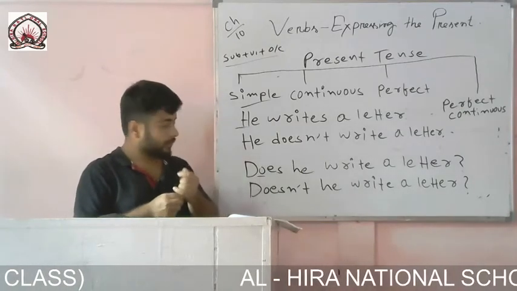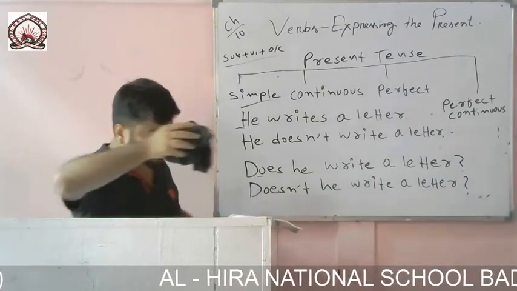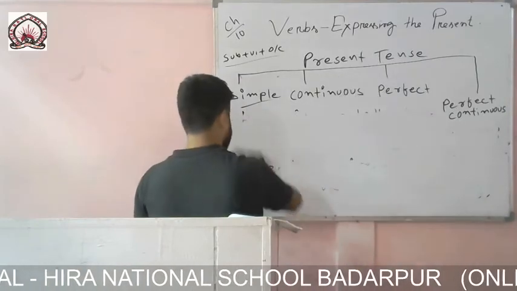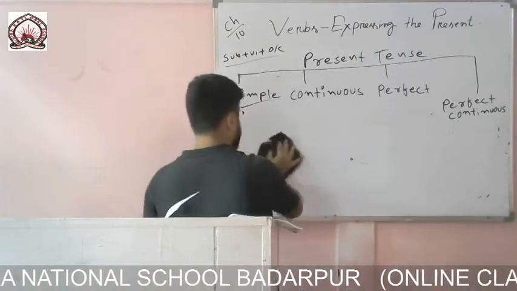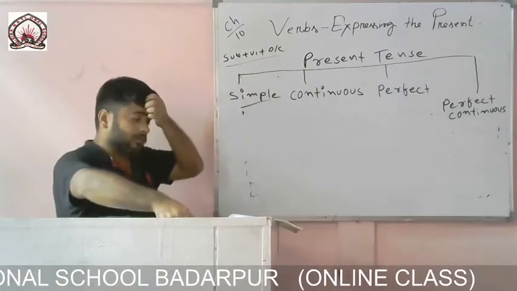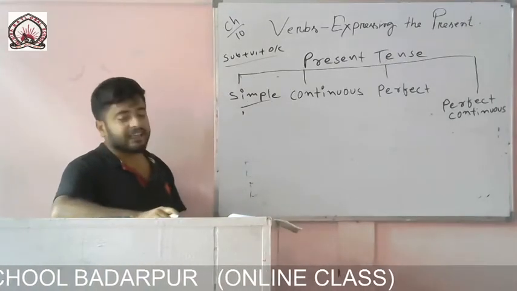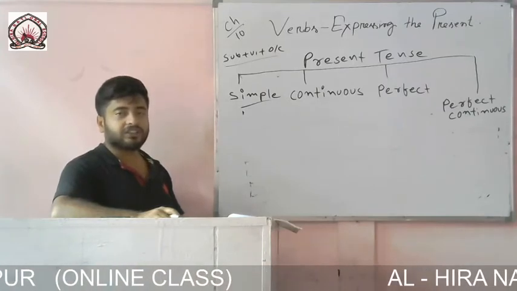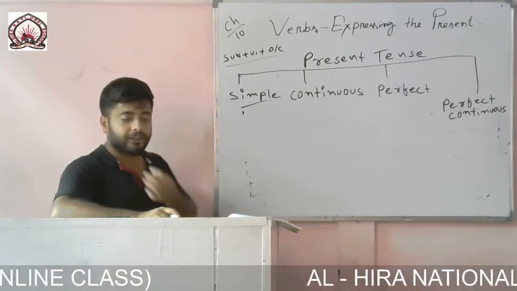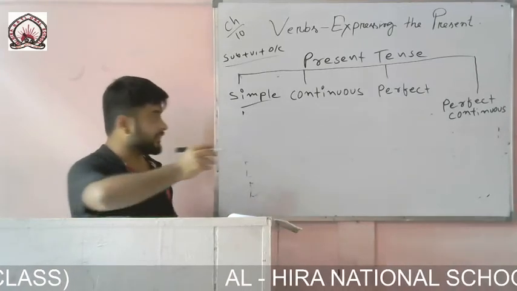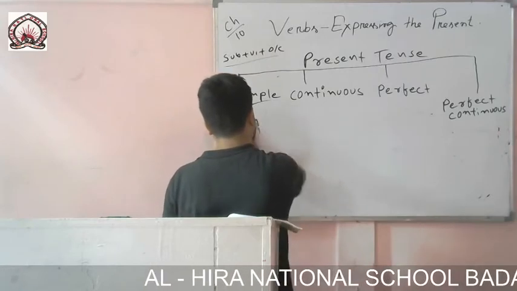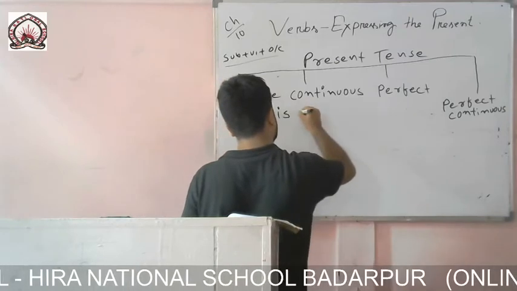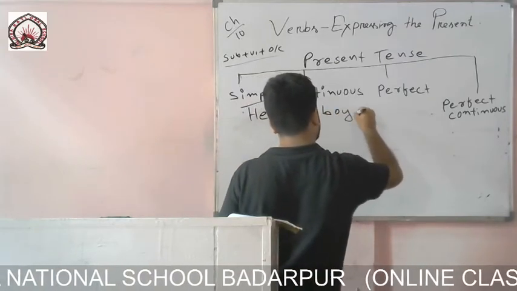Now if the sentence does not contain any direct verb, then how can we change the affirmative sentence into negative, interrogative, and interrogative negative? For example, he is a boy. He is a boy.